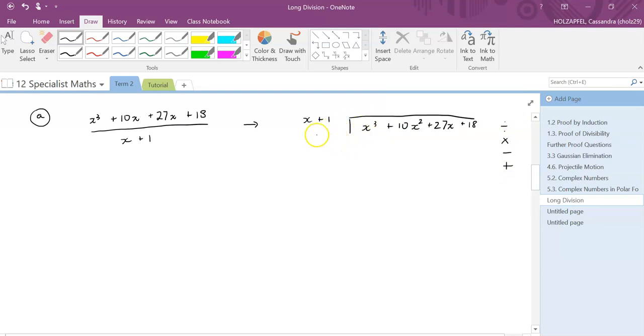Okay, so what we're going to do is look at the variable now. We're going to ignore the plus 1 for the minute. So focusing on this x. x fits into x cubed, x squared times. Okay, so I'm just going to show you. If I did x cubed divided by x, that's going to give me x squared.